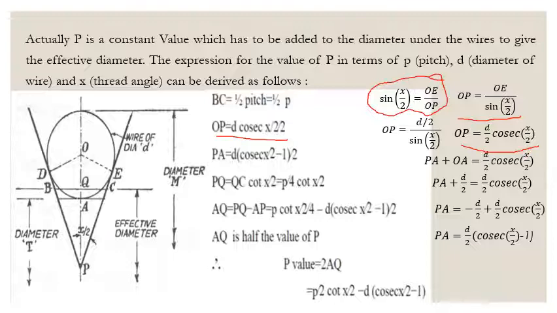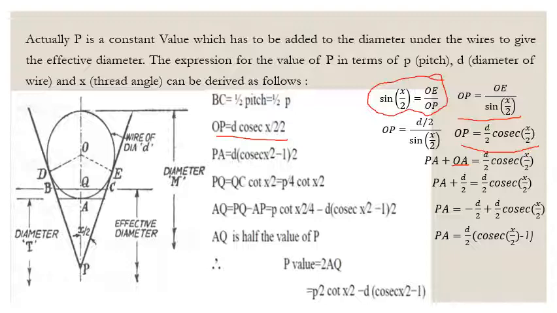This PA is given by PA plus OA is equal to d by 2 of cosecant of x by 2, because PA plus OA will be equal to OP, and we have already derived that OP is equal to d by 2 of cosecant of x by 2. So OP can be rewritten as PA plus OA. And OA is again equal to d by 2, it is the radius here.